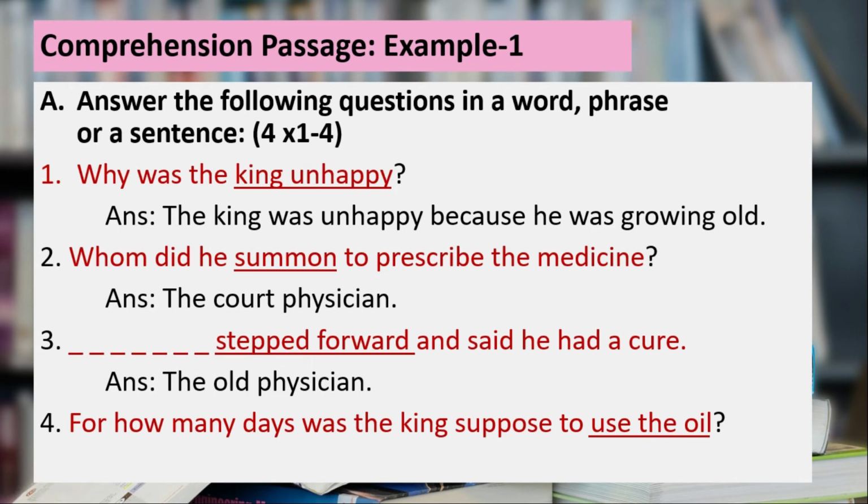You don't have to write an entire sentence; a single word, sometimes a phrase or a sentence. All three can be okay depending upon the nature of the question. Next, how many days was the king supposed to use the oil? The next development of the story comes in a very chronological, step by step series of questions.